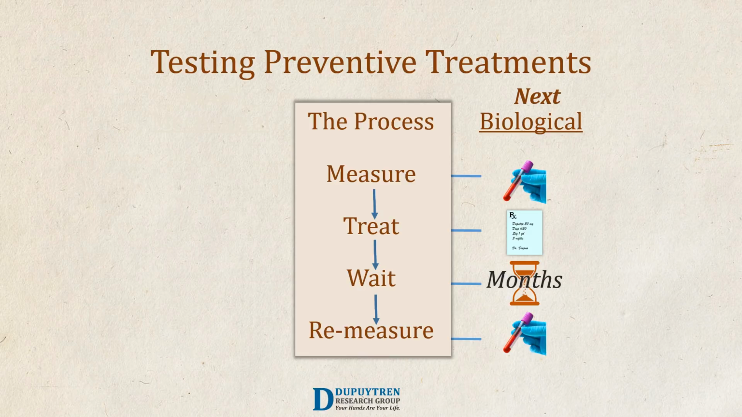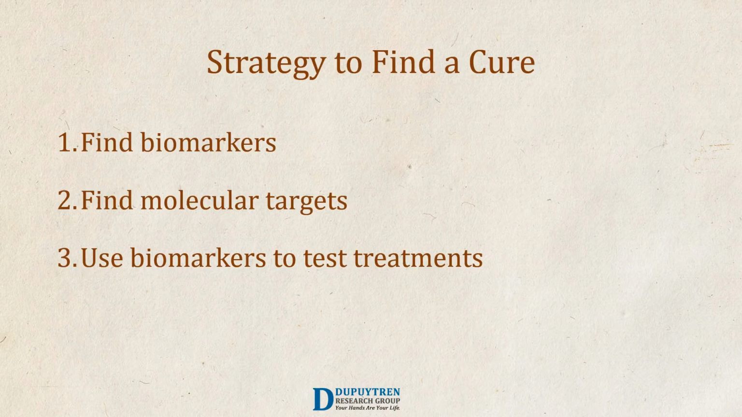We get a measurement, a biomarker panel measurement. We can give a treatment and then remeasure the biomarker after a short period of time to see if it had any effect on the core biology, as a proxy for having to wait for measurements of whether or not fingers have bent or not. So the strategy to find a cure starts with the search for biomarkers.